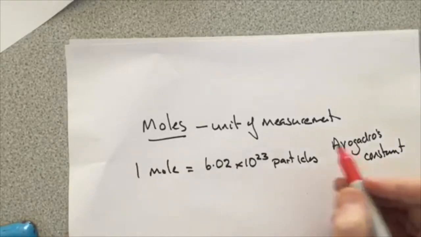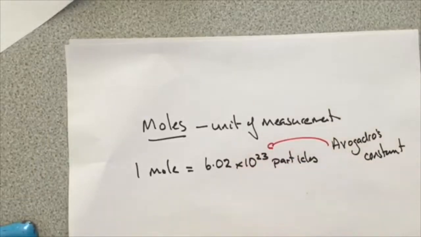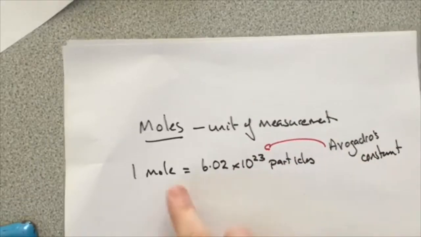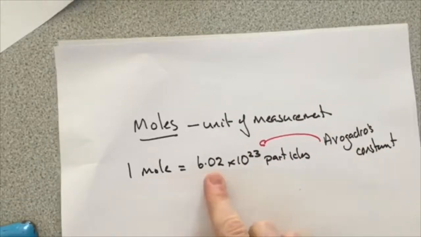So Avogadro's constant is a very important number. It means we don't have to count. It would take us a long time to count this many particles. But if we know that it's a mole, therefore we know how many particles it contains, we're able to use this as a way of dealing with this type of situation.